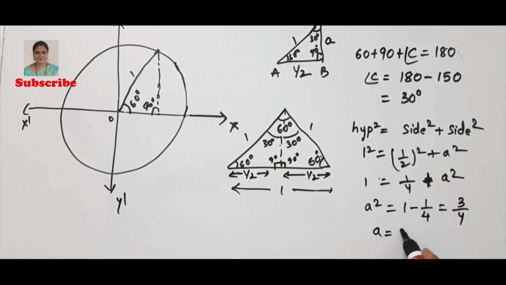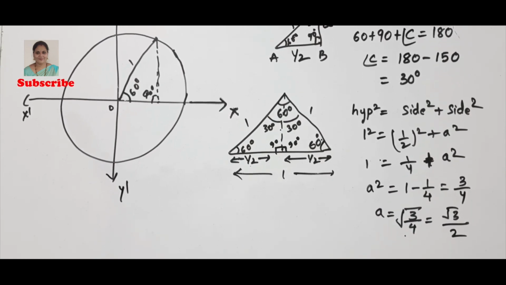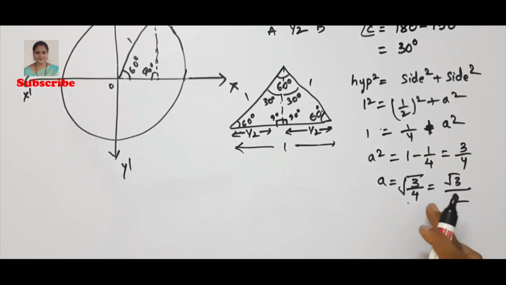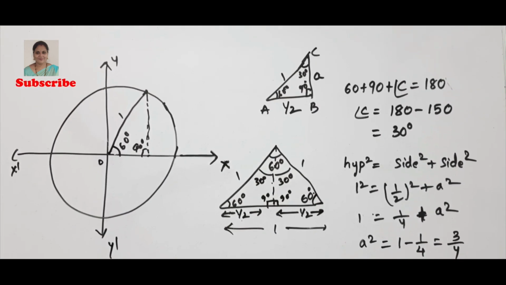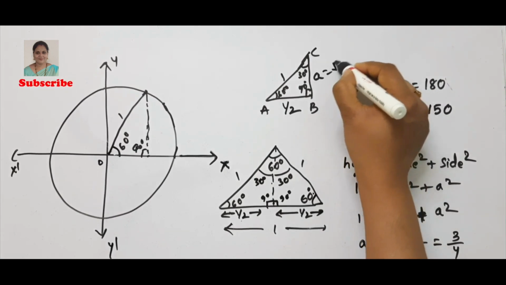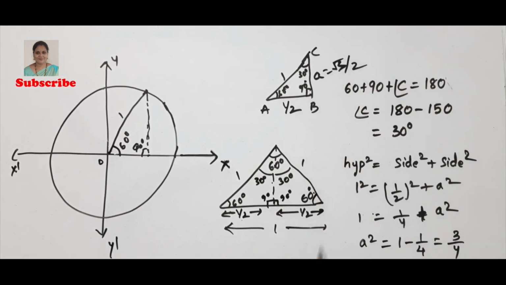So we will get a is equal to square root of 3 by 4. Square root of 3 is root 3, and square root of 4 is 2, is it not? So we will get root 3 by 2. Understood? Root 3 by 2 we got. So the value of this side is root 3 by 2. So we got the length of all 3 sides of the triangle. Then we can easily calculate the trigonometric ratios. Is it not? Let us do it now.